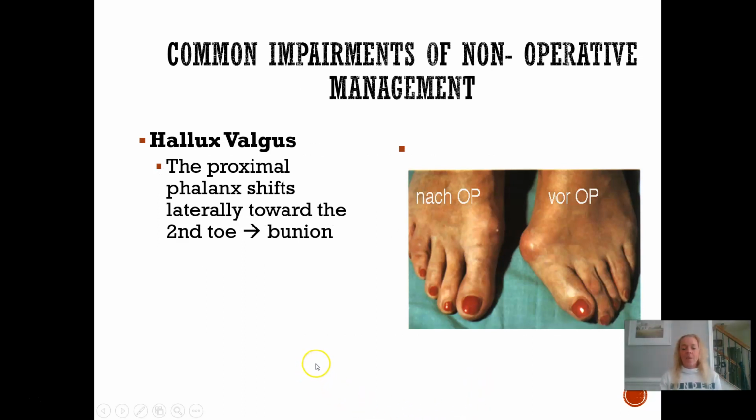Some other things that can happen. Another fairly common condition at the great toe is hallux valgus or bunions. And this is when the proximal phalanx is going to shift laterally towards the second toe. So this is where we end up again with this characteristic bunion.